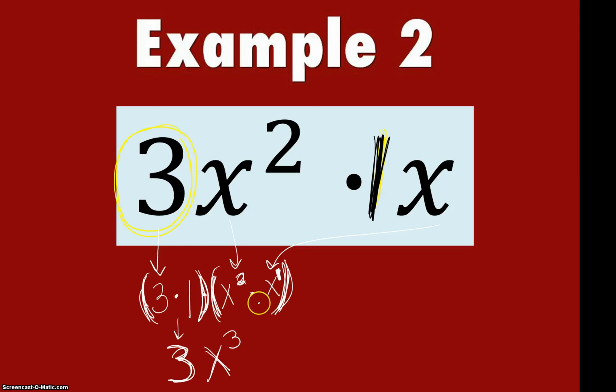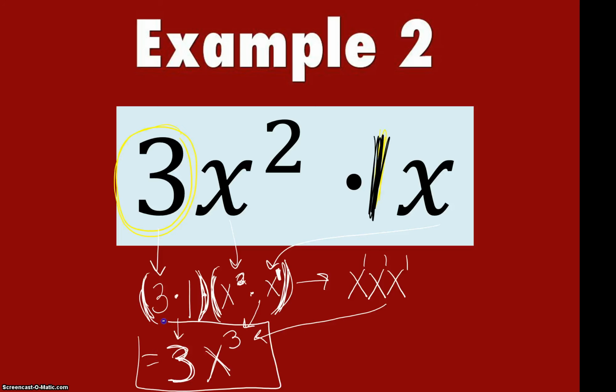If you're not able to go from here to here, a smaller step would be to write out in expanded form, it's called, how many x's you have, and then count them up. I have 1, I have 2, I have 3, so that's x to the third power. This is your simplified answer. This is the product of your monomials, 3x to the third power.